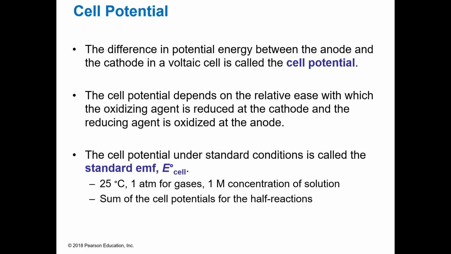So we have standard again. Standard electromotive force. Standard cell potential. So what is standard cell potential? It has to be 25 degrees Celsius, 298 Kelvin, 1 atmosphere for gases, and 1 molar concentration for solutions. And the sum of the cell potentials for the half reactions. So the standard cell potential is after you add the half reaction potential for the oxidation and the half reaction potential for the reduction. You add those together, you get the standard cell potential.